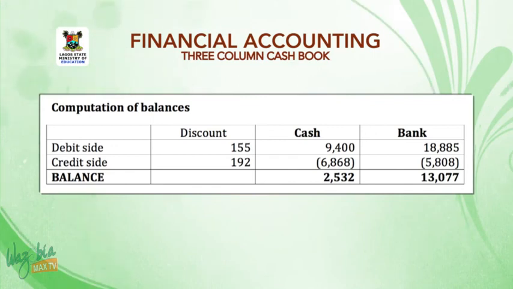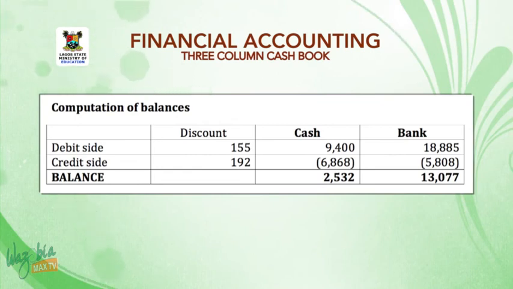The cash column on the debit side is totaled 9,400 naira, while the cash column on the credit side is totaled 6,868 naira. When you subtract, you have 2,532 naira. That is the balance carried down. Then on the bank column, on the debit side, you have 18,885 naira. And on the credit side, you have 5,808 naira. So when you subtract, you have 13,077 naira. That is the balance carried down.